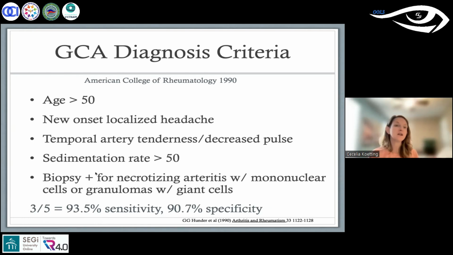They have not changed since then. They have to have, again, like I said, 3 of 5: over the age of 50, as we were talking about age, new onset localized headache, temporal artery tenderness or decreased pulse, SED rate of over 50, and biopsy for necrotizing arteritis, so a positive temporal artery biopsy. Again, even if they have a negative biopsy, we know that is maybe not the slam dunk. It still can be considered GCA based on this.